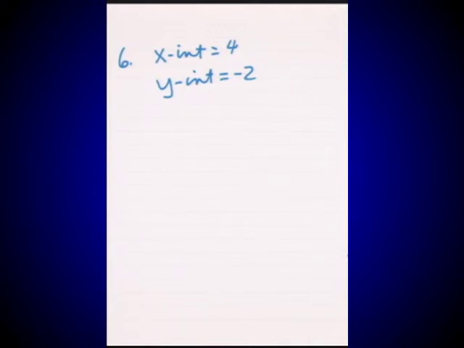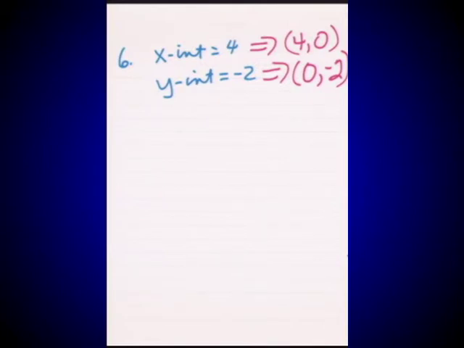What does it mean to be on the x-axis or y-axis? Well, if I'm on the x-axis, my y is 0. So my ordered pair that goes with x-intercept equals 4 is 4, 0. If I'm on the y-axis, I've moved left or right none, so 0 for my x and negative 2 for the y of the y-intercept. I now have 2 points.